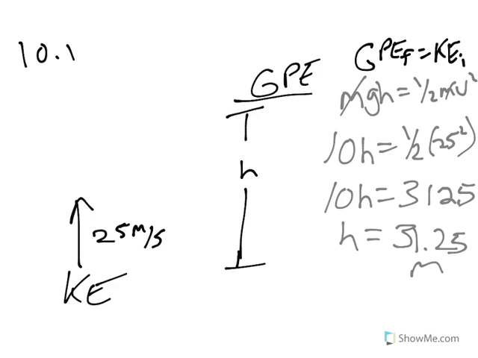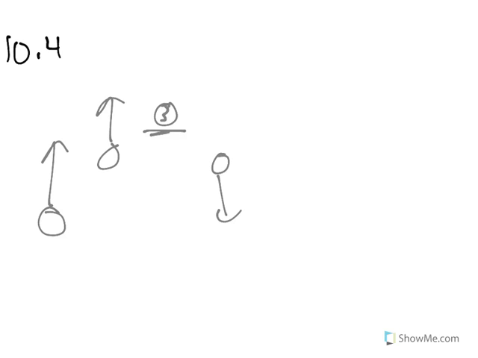All right, so the next one, 10.4: which one of those will have the greatest potential energy? It looks like this, I think. Yep, there you go. Down, up, up. So the greatest potential energy should be this one right here. So 3 should have the greatest potential energy.